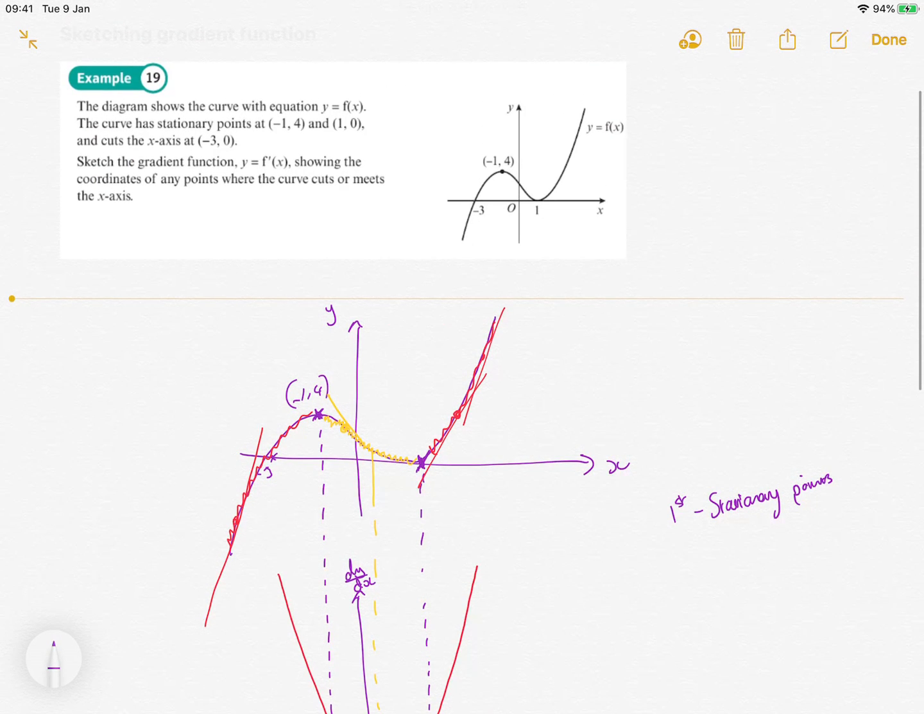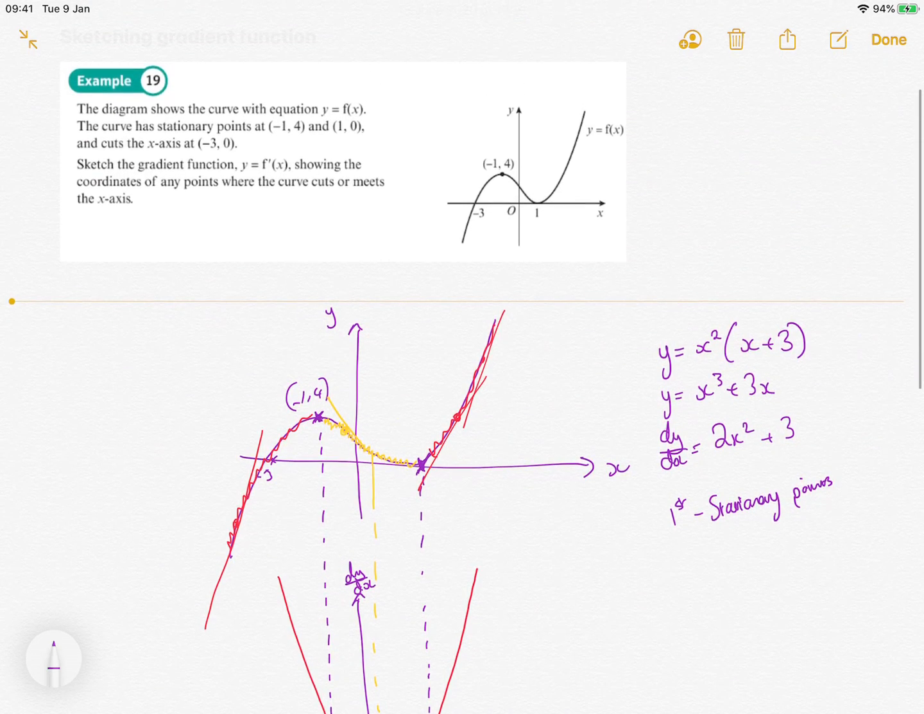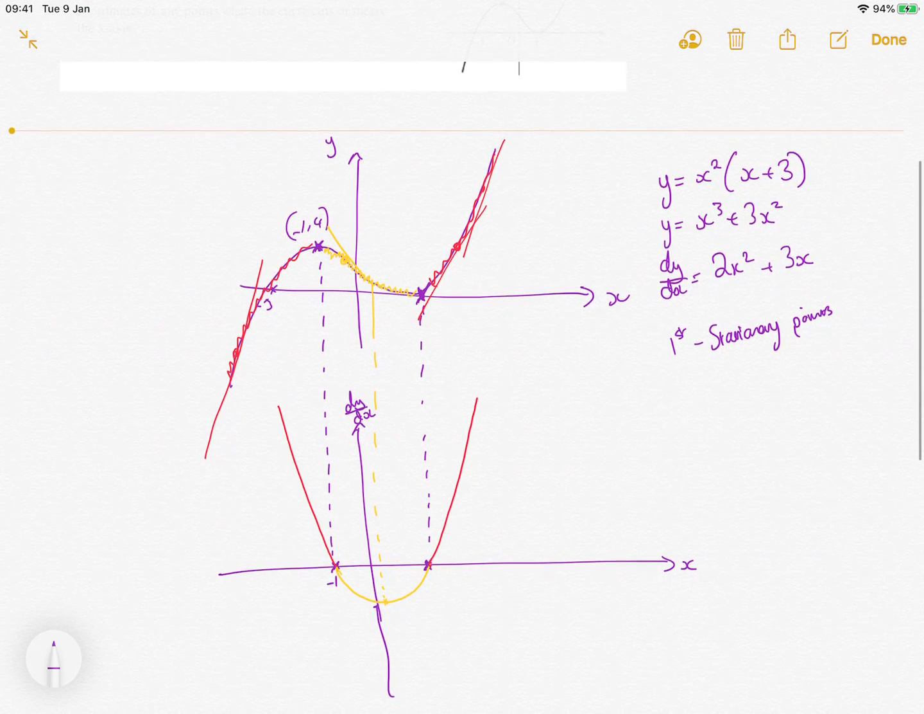You may also be able to prove it, just something I thought of as I was going through the question. You know that this would be the graph of x squared, x plus 3. So then that's x cubed plus 3x. So then you could find out what dy/dx is, which is 2x squared plus 3.